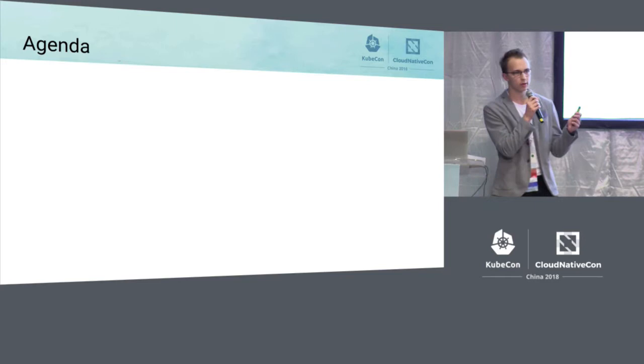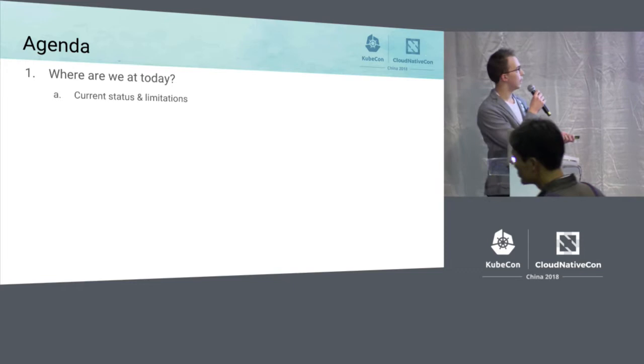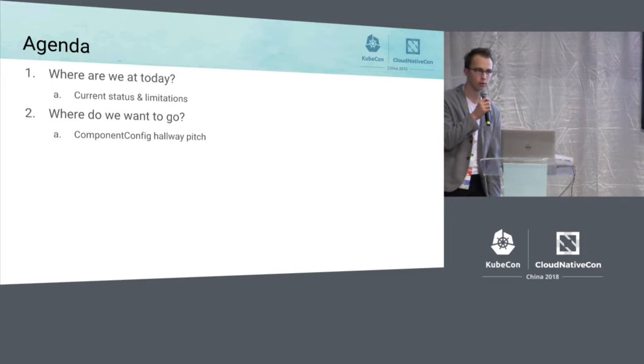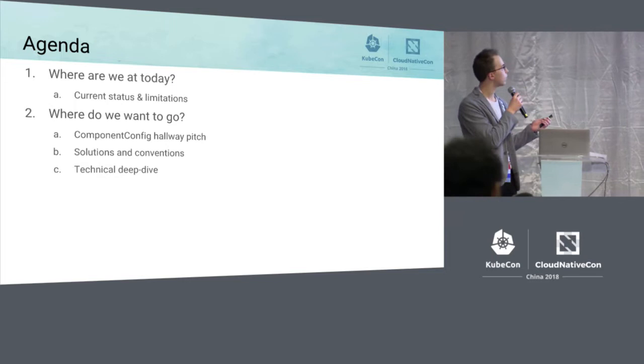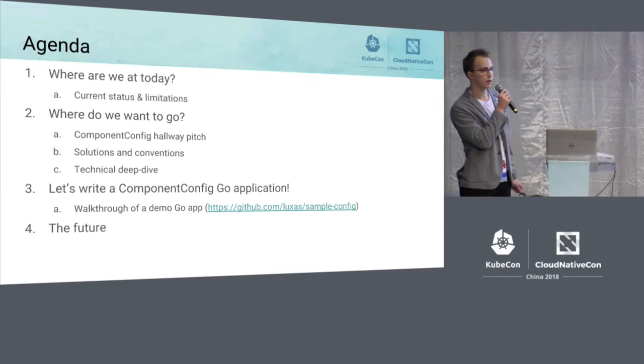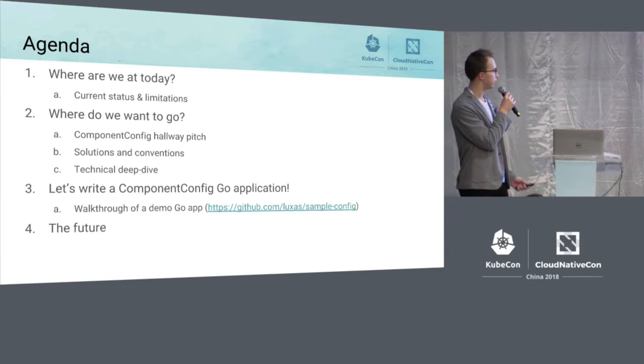So what are we going to talk about? First, what's the current status of component config? Where are we at? That includes limitations, and what can be done better. Then, where do we want to go in the future with this effort? I'm also going to try to show a demo, which is on this GitHub site, so you can check out the code yourself. The code I'm showing on the slides is available on GitHub, with an example of this practice and the roadmap for the future.